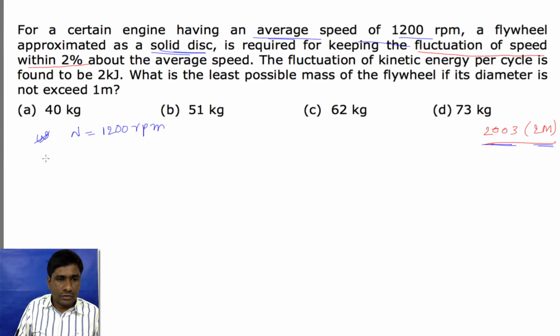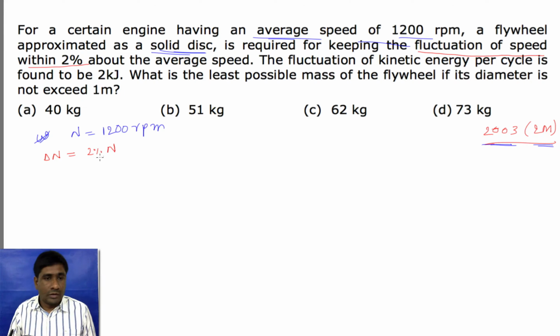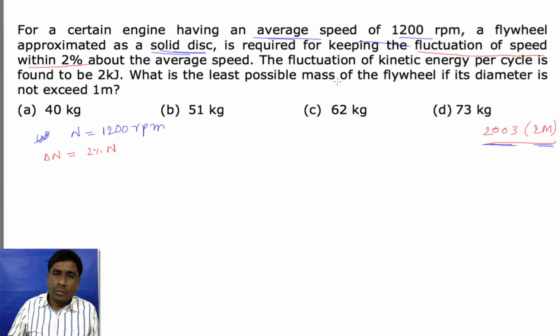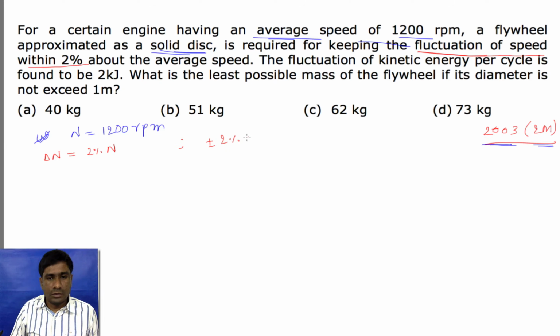So what is the fluctuation of speed? That is delta n. It should be within the 2% of the average speed, so this is the 2% of the average speed n. Here let me deviate further. Here they directly mention that the fluctuation of speed is within the 2%, but in some other cases they may give that the fluctuation of energy is varying plus or minus 2% of the mean speed.